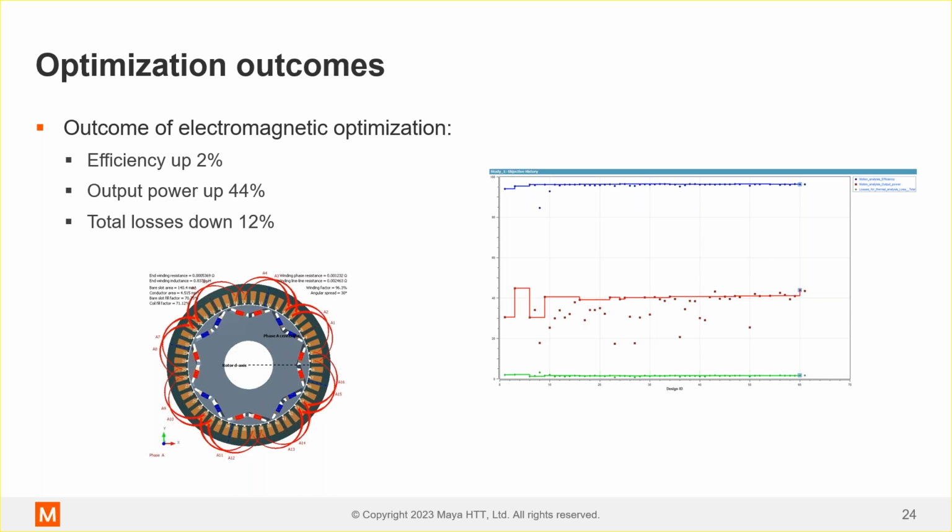So in this case, we were just trying to optimize our torque, our power output, our losses. But you could even do things like trying to optimize to maintain performance while minimizing the mass of, say, your magnets or your steel in the machine.